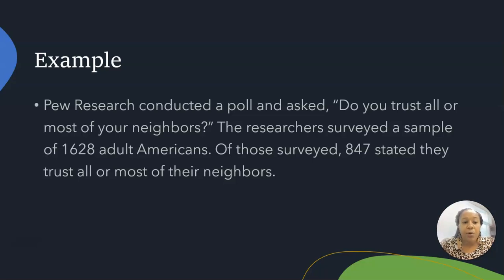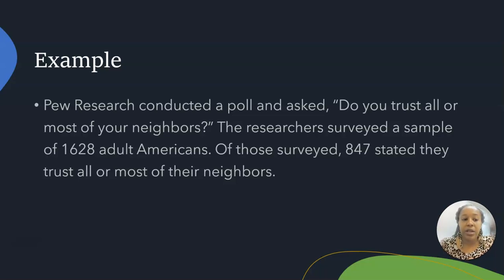So for example, Pew Research conducted a poll and asked, do you trust all or most of your neighbors? The researchers surveyed a sample of 1,628 adult Americans. Of those surveyed, 847 stated that they trust all or most of their neighbors. So first of all, notice that there is no way that Pew Research could sample or collect information from every adult American. So what they had to do was select a sample. The sample is the 1,628 adult Americans who responded to their survey. The 847 is those out of that 1,628 who said they trust their neighbor.